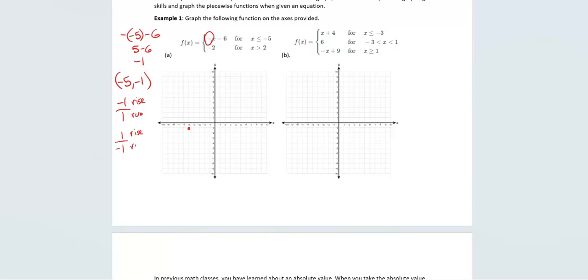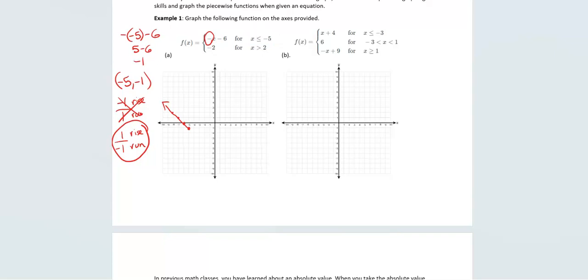Now, because my x is less than -5, because that's my domain, I need to be able to go to the left. So I can't go down 1, right 1. This is not the one I'm going to use. I'm going to use this one because I need to go to the left. So it's going to go up 1 over 1, up 1 over 1, up 1 over 1. We connect the dots. And there you go. That's that part of the graph.